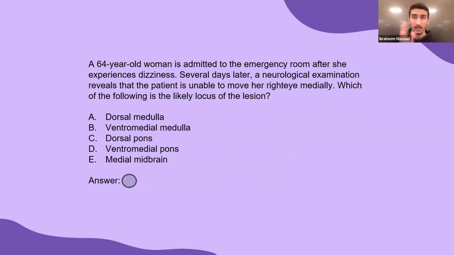Next question. I'm going to read out the symptoms and then we'll choose the answer together. So dizziness. Which cranial nerve is dizziness, guys? This is important to know. 8. Okay. Unable to move her right eye medially. So which cranial nerve is this? Medially. 3. Well, I think this question is wrong. Wow. 3 and 8. That's a stretch. What do you guys think?